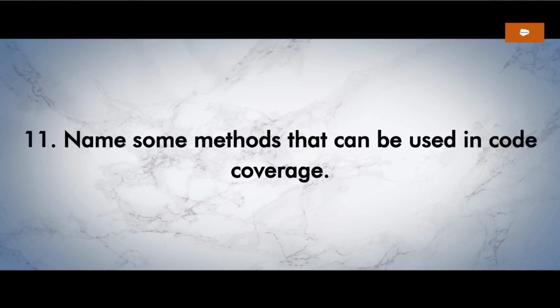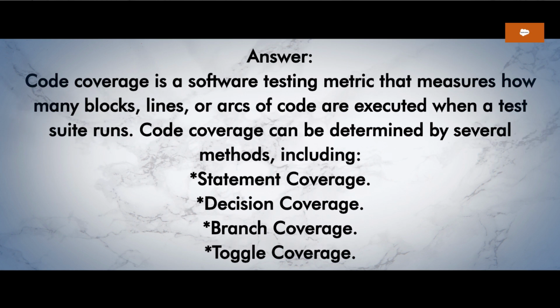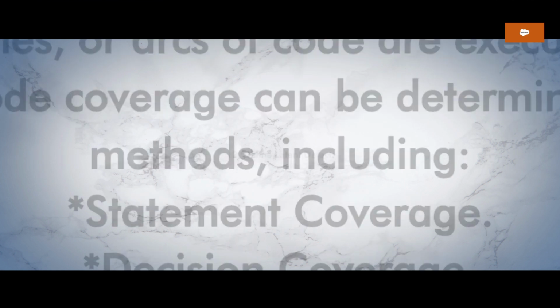11. Name some methods that can be used in code coverage. Answer. Code coverage is a software testing metric that measures how many blocks, lines, or arcs of code are executed when a test suite runs. Code coverage can be determined by several methods, including statement coverage, decision coverage, branch coverage, toggle coverage.